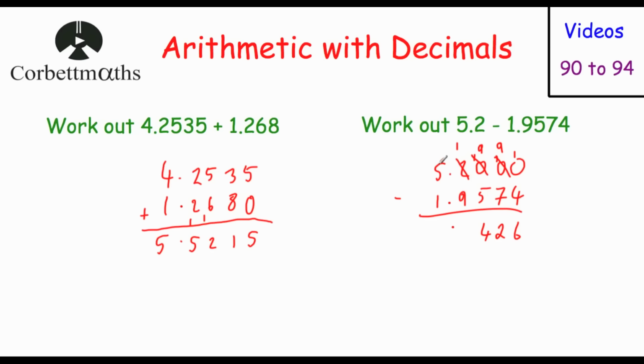1 takeaway 9, well, we're going to have to borrow again, so it's 4 and 11. 11 takeaway 9, that's 2. And 4 takeaway 1 is 3. So the answer would be 3.2426. That's it. And if you want more practice on arithmetic with decimals, that's videos 90 to 94 on Corbettmaths.